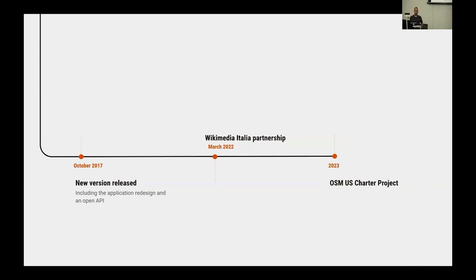Then in 2021, I started working with Development Seed, and we got a partnership with Wikimedia Italia, that is the local chapter of the OpenStreetMap Foundation in Italy. And we built a cool new feature that I will talk more about later. And then this year we set up a partnership with OpenStreetMap US. We brought OSMCha to OpenStreetMap US as a charter project.